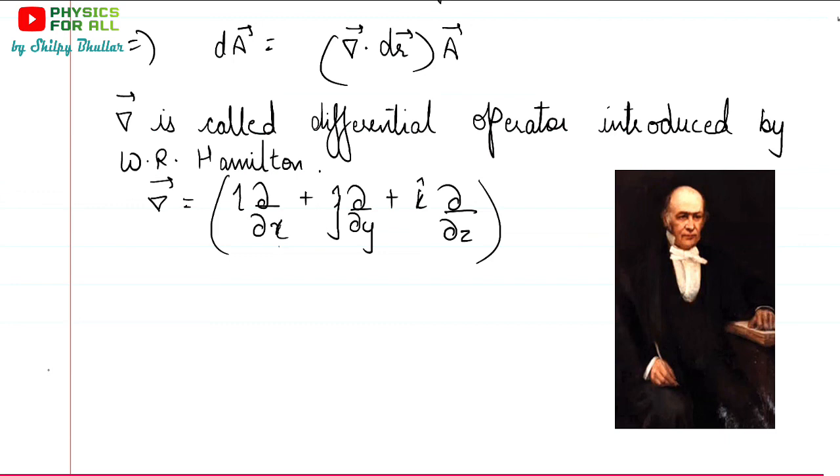So to ease our job, this operator has been introduced. Whenever something is depending on all three scalars x, y and z, all we need to do is just apply the del operator and find the answer. That would give us the complete effect of x, y and z on that particular vector. So this is an operator. It's incomplete as it is. You cannot use del as it is because it has no meaning.